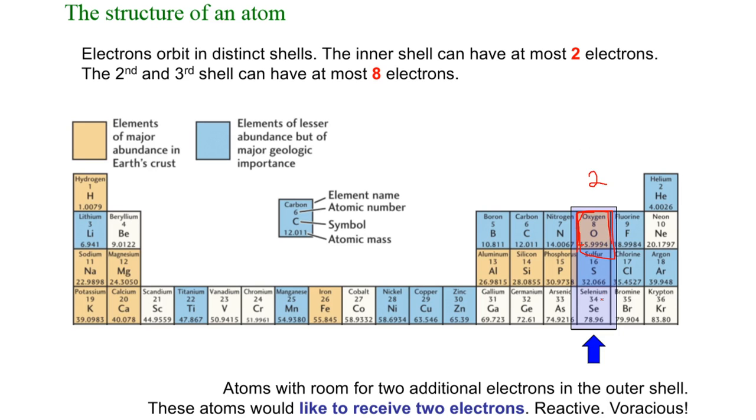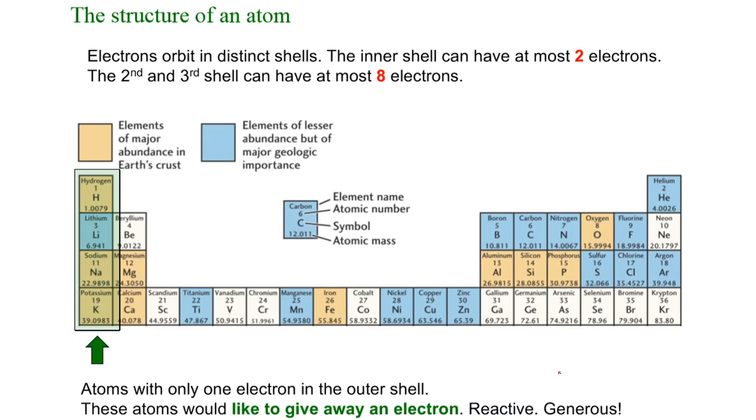So oxygen, sulfur, selenium, all these are going to want to have 2 extra electrons to be happy in their little lives. These are voracious. They're highly reactive, and they want to get those 2 extra electrons.